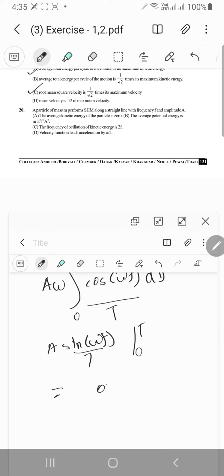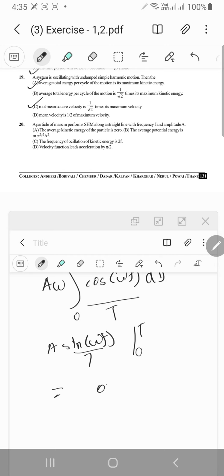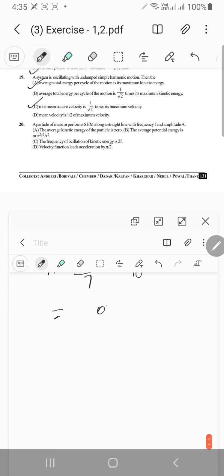Mean velocity is 0, but mean speed is not 0. So this is not correct, but it could be if they asked mean speed. Well, not necessarily, because it's decreasing very non-linearly, it's cosine and so on, so no.